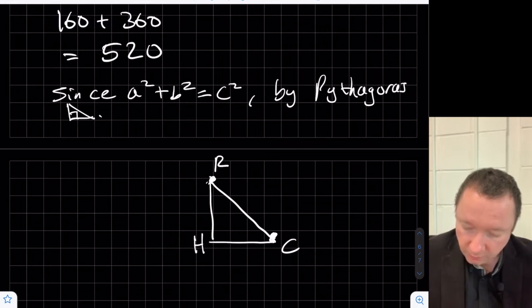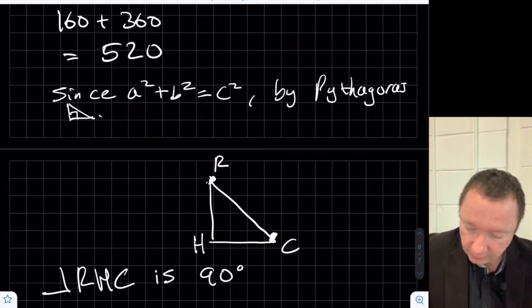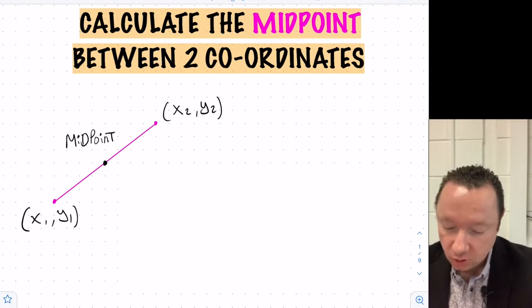So H is here. So angle RHC is 90 degrees. Or CHR.